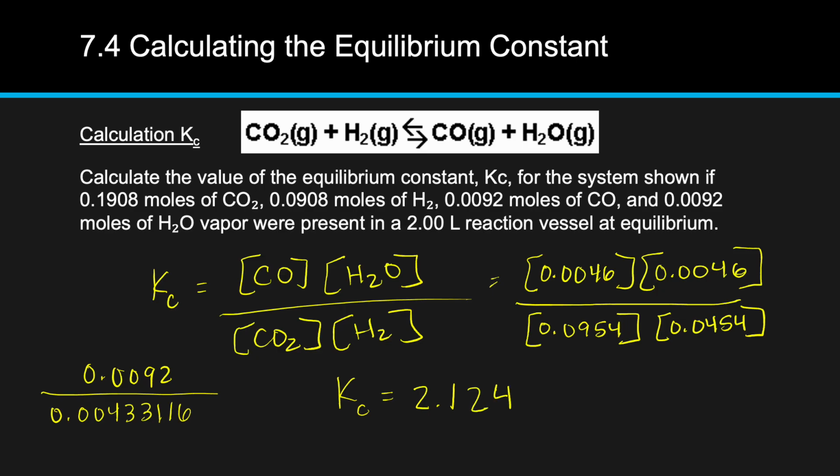And then looking at sig figs, I have 4 sig figs, 3 sig figs, 2 sig figs, and 2 sig figs. So my final answer needs to be in 2 sig figs. So Kc is equal to 2.1, and that is my final answer.